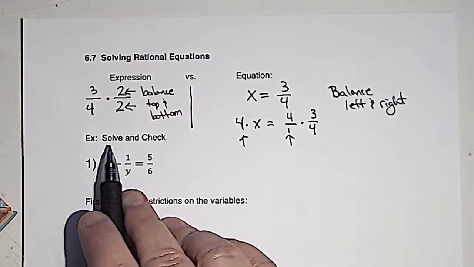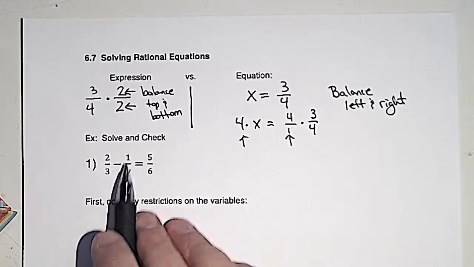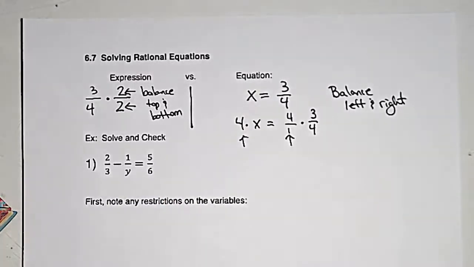Problem number 1. I'm going to ask you to solve and check: 2/3 minus 1 over y equals 5/6. What is different about this?